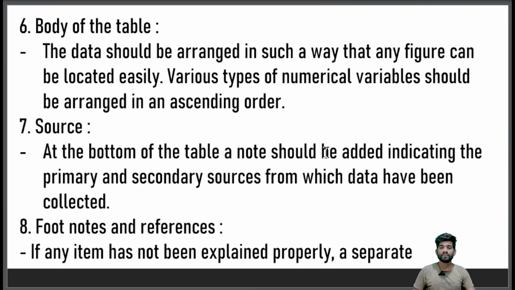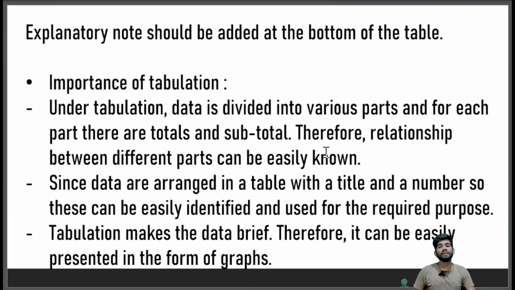Then the source. At the bottom of the table, a note should be added indicating the primary and secondary sources from which data have been collected. From which source you have collected the data, it should be denoted at the bottom of the table as a note. Footnotes and references. If any item has not been explained properly, a separate explanatory note should be added at the bottom of the table.